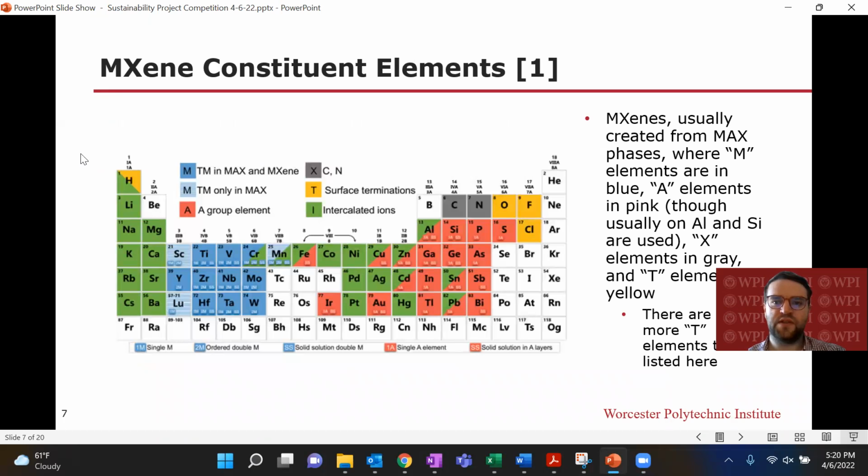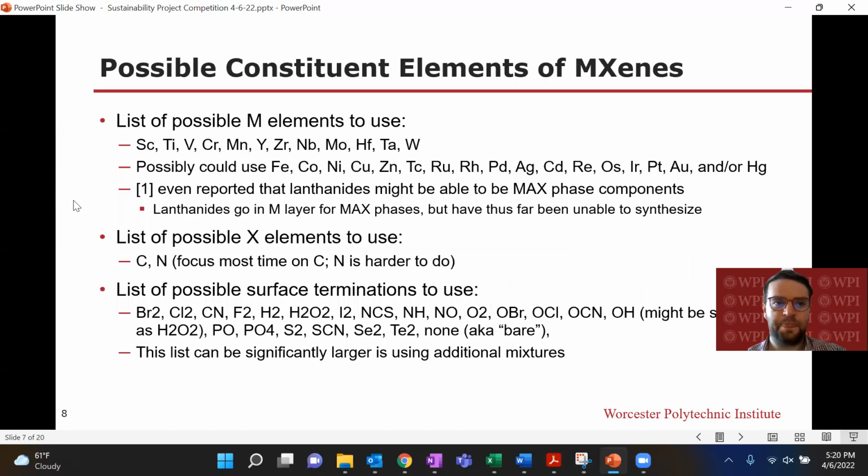MXene constituent elements. The M elements in MXenes, which are transition metals, are listed in blue here. The X elements are carbon and nitrogen, and then the T elements are surface terminations. However, this is not a comprehensive list, as you can see here.